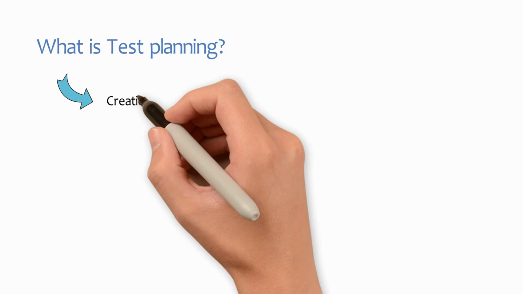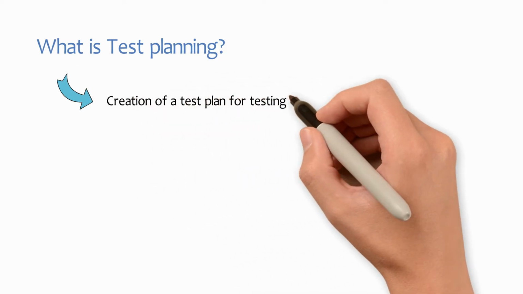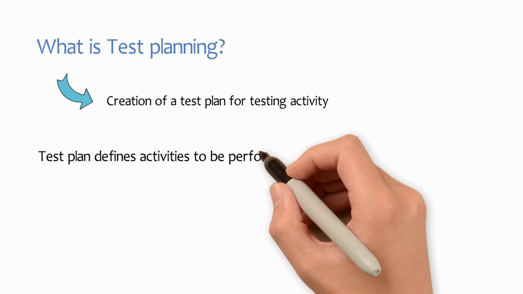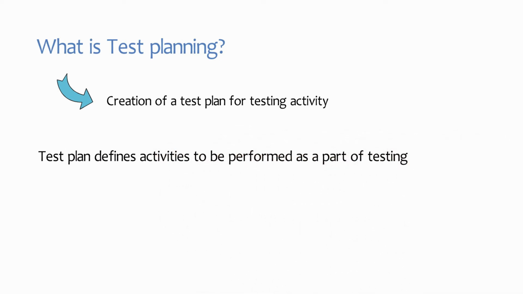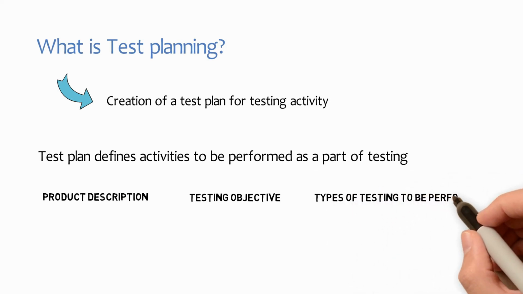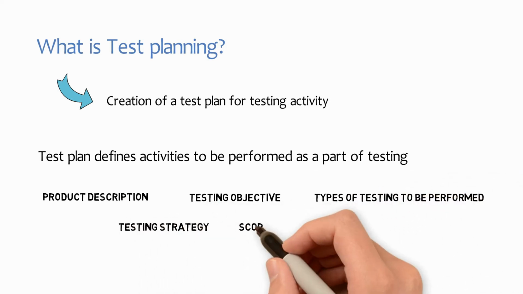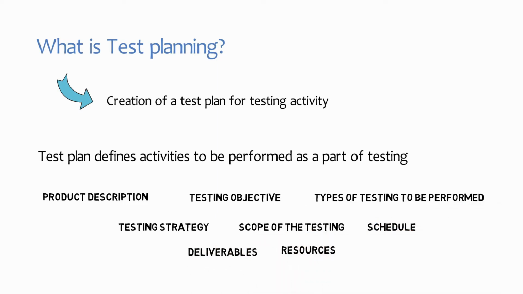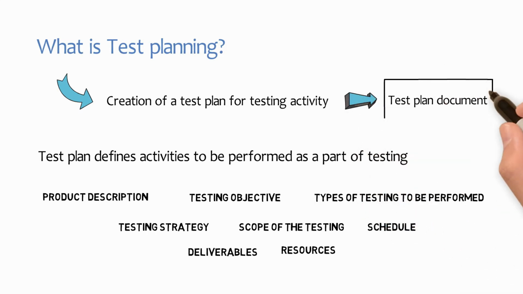Test planning. Test planning involves creation of a test plan for testing activity. Test plan defines activities to be performed as a part of testing. It includes product description, testing objective, list of different types of testing to be performed, testing strategy, scope of the testing, test schedule, test deliverables, resources used during testing activity, etc. The primary outcome of test planning phase is a test plan document.